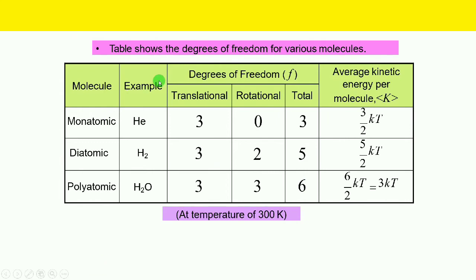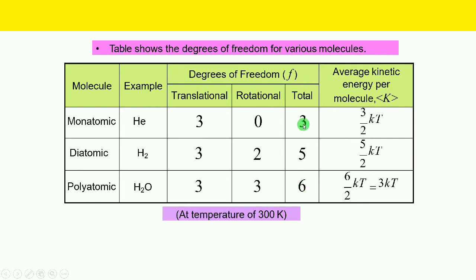Now, in short, we can consider this table. We consider monoatomic gas, diatomic gas and polyatomic gas, with examples helium, hydrogen and water. For degrees of freedom, monoatomic gas has 3 translational and 0 rotational, so the total is 3 degrees of freedom. For diatomic, 3 translational and 2 rotational degrees of freedom, so the total is 5. For polyatomic, 3 translational and 3 rotational degrees of freedom, so the total is 6.